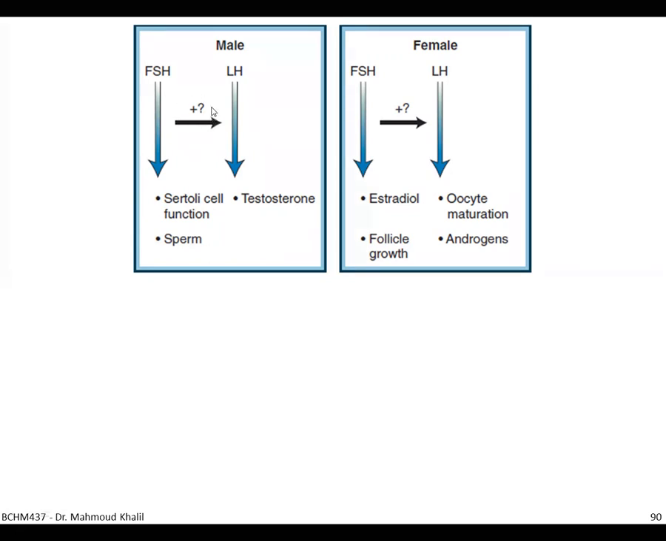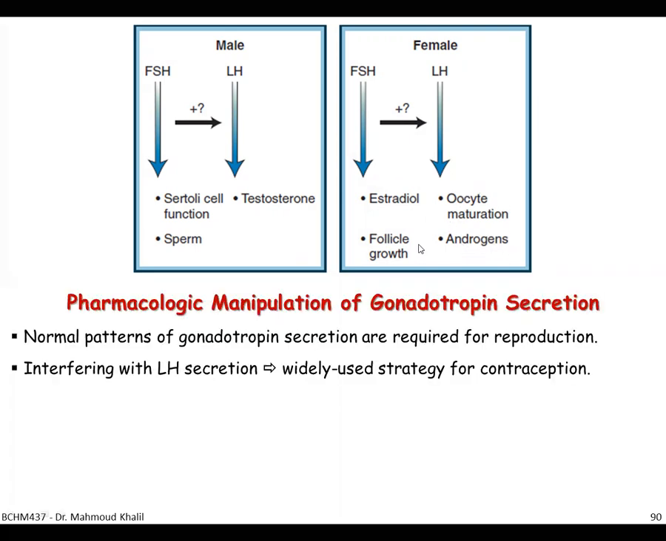is affecting as well the secretion of LH through the Sertoli cells, and will affect testosterone and sperm. As well in females, the FSH, which can activate the estradiol and follicle growth, is affecting as well the concentration of LH, which leads to the oocyte maturation and the production of androgens.